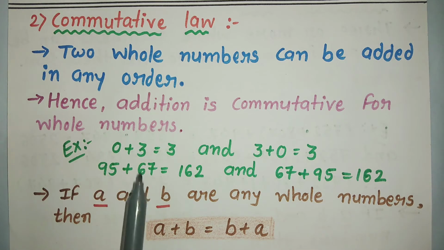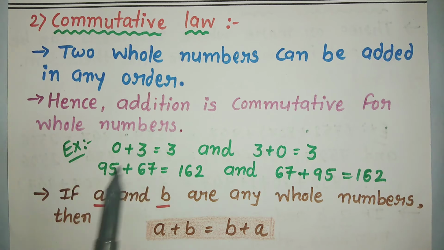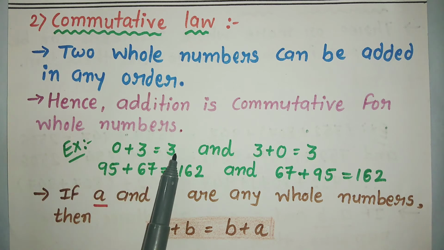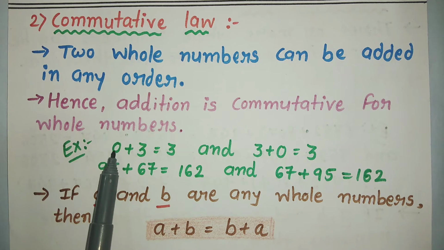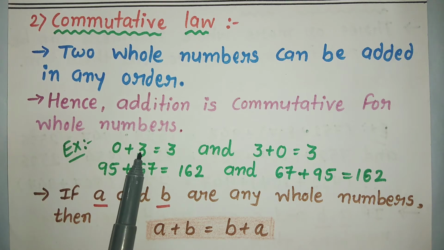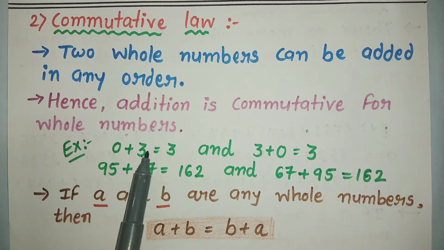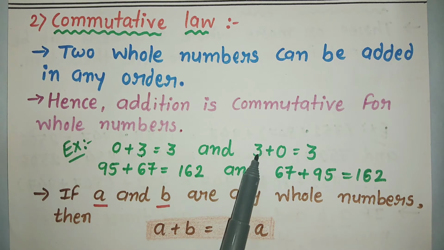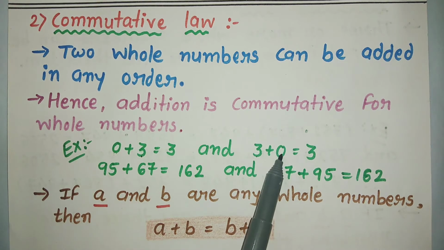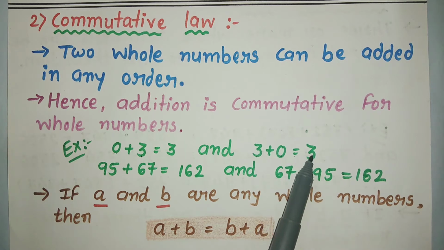Here is the example. 0 plus 3 equals 3. Now, if I interchange the order of 0 and 3, in place of 0 I write 3 and in place of 3 I write 0, then 3 plus 0 is also 3.